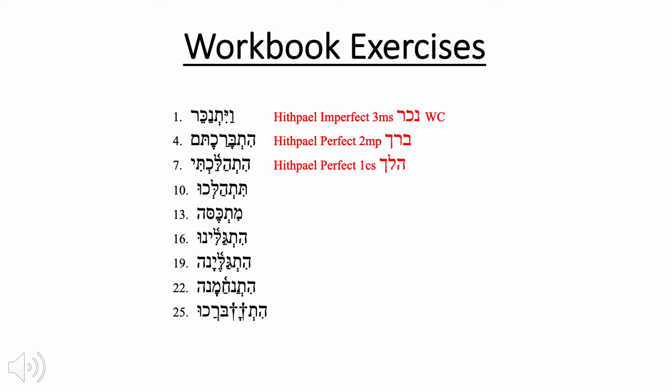Number 7 is also a Hithpael perfect. You see the dagesh in the lamed. You see the hit at the beginning of the verb. You see the tav plus the hirik yod at the end, indicating the 1CS. How about number 10?